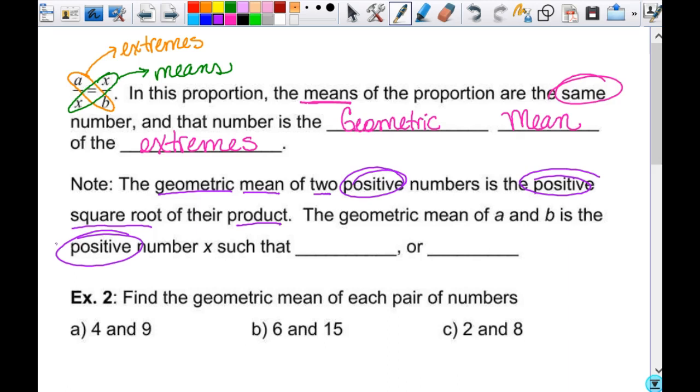Okay. So the positive number is such that, if I cross multiply here, x times x is what? X squared. And then a times b is ab. So I just get x squared equals a times b, which also means that x equals the square root of a times b. Everybody good with that? Any questions? Good.